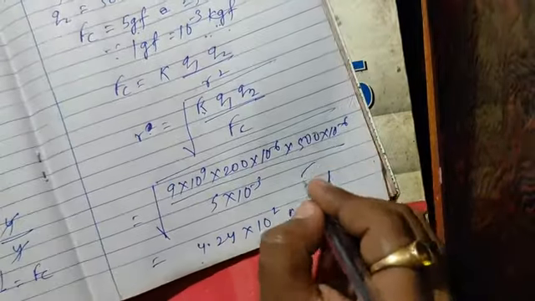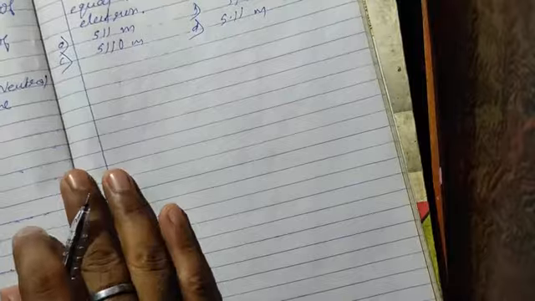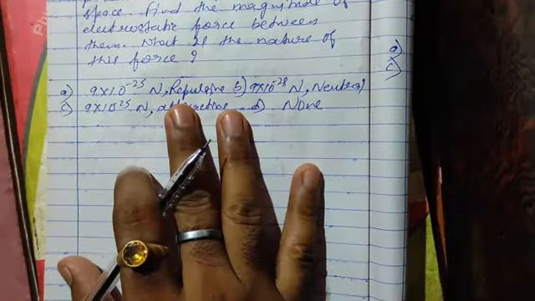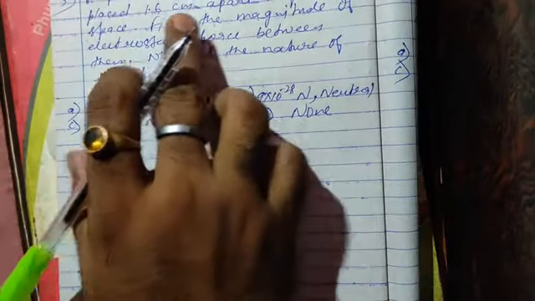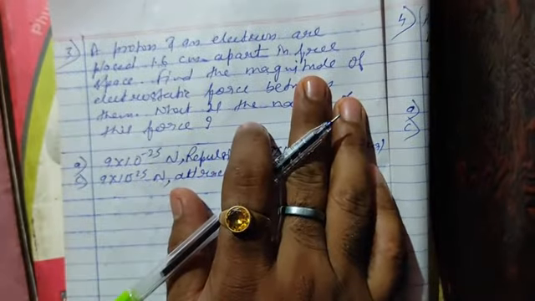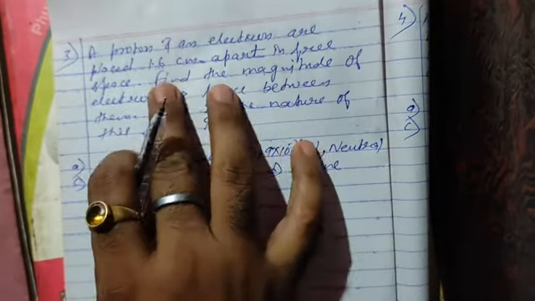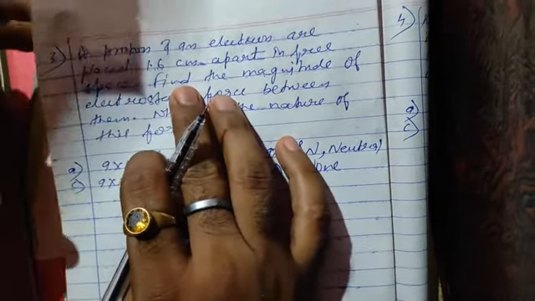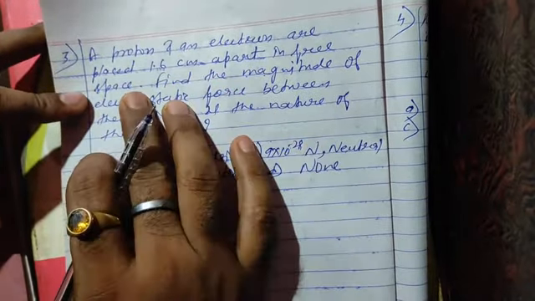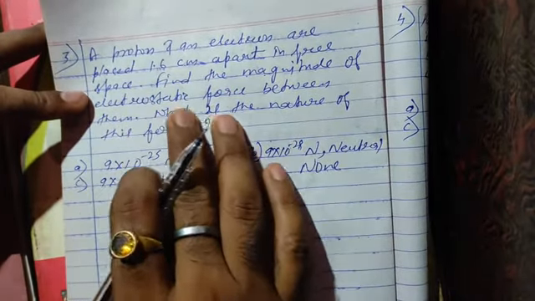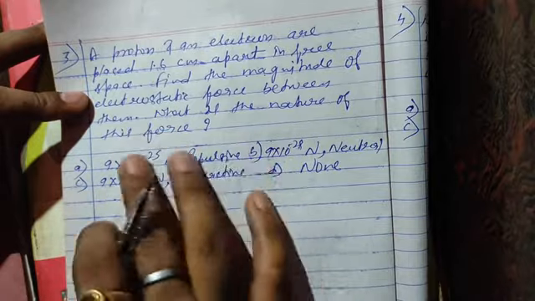So calculate yourself. Now we move to the third numerical. A proton and electron are placed 1.6 centimeter apart in free space. Find the magnitude of electrostatic force between them. What is the nature of the force?